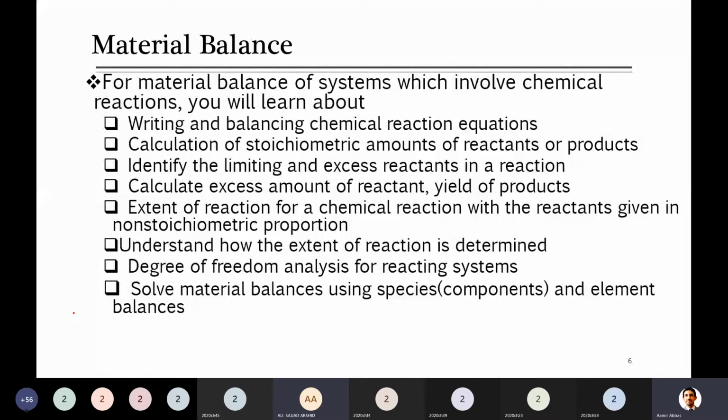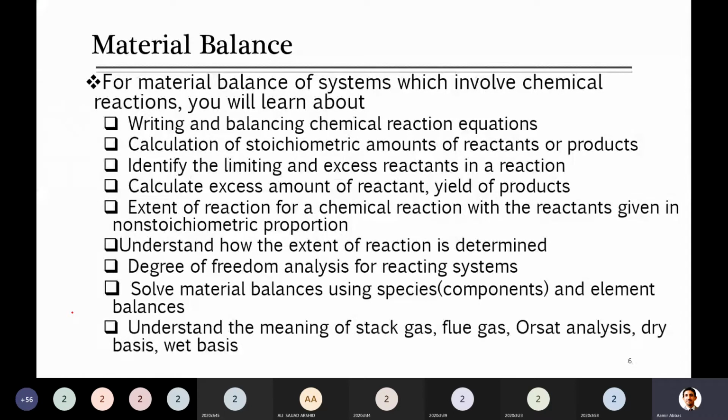based on element. For example, if there is water, and I apply the balance of water, this is the balance of a component, the water component. But when I apply the balance of hydrogen only, H, and the balance of oxygen, that is elemental balance. So that will be involved here in reaction systems.